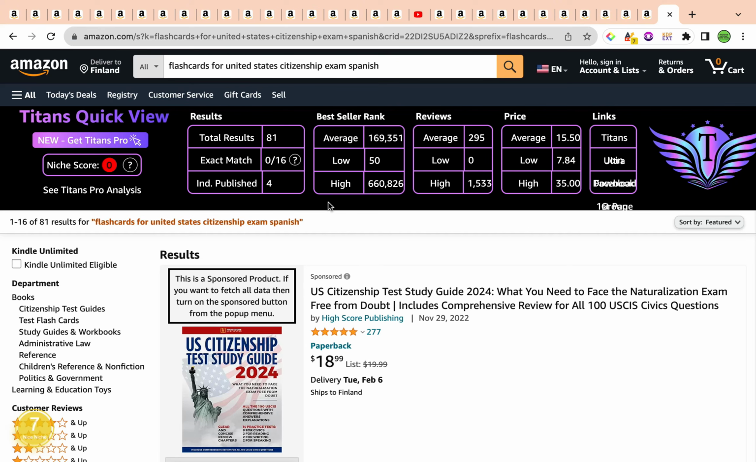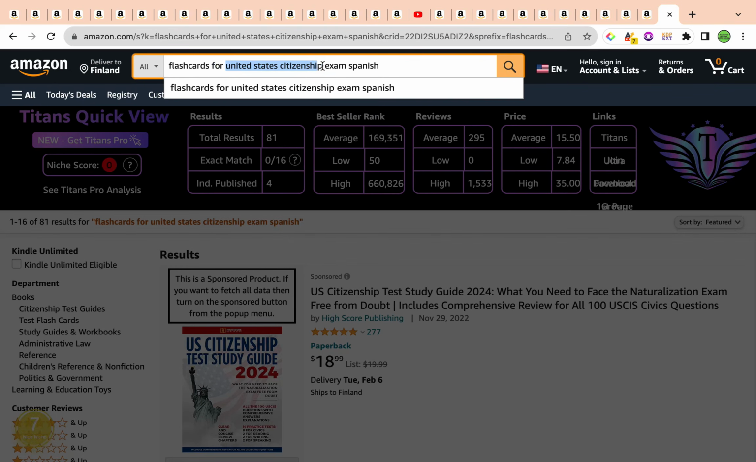What are we doing? We're creating a flashcard-based book. What is the flashcard-based book about? It's about the United States citizenship exam, which means we need to be familiar with what the United States citizenship exam is about, what it requires, and in what language are we doing it? We're doing it in Spanish.